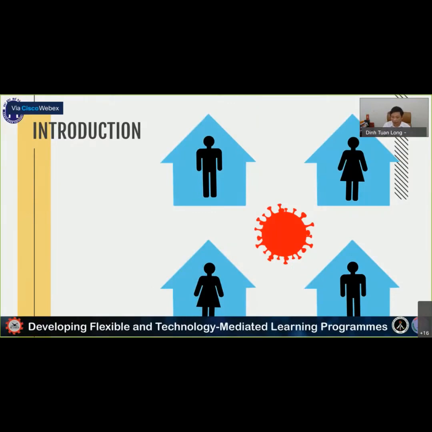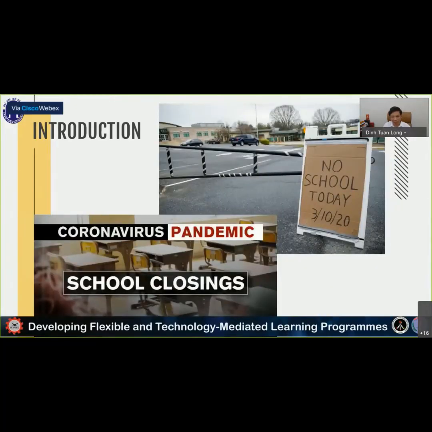Firstly, we all know that COVID-19 is a medical crisis, and it has had a large influence on everyday activity. Most countries have now implemented social isolation to reduce infection in the community. Non-essential factories closed, public transportation was reduced, schools closed, and I think we can see this kind of image everywhere. Most Vietnamese schools have been closed for a long time.